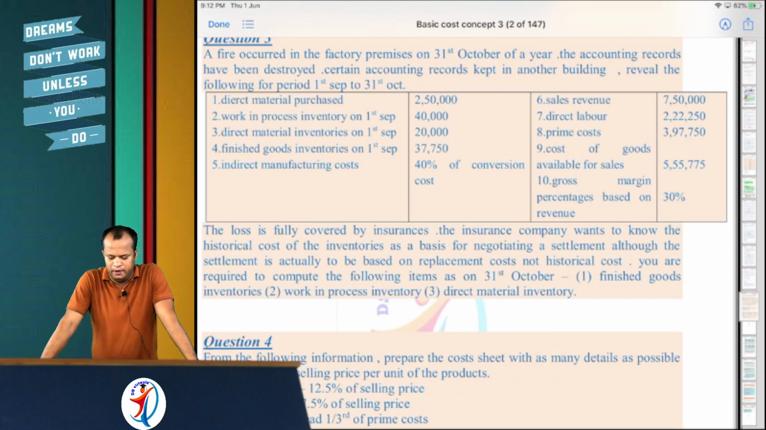Listen carefully. Finished goods on 31st October means closing stock of finished goods. Inventory means stock. The finished goods inventory on 31st October is closing stock of finished goods. Work in process inventory on 31st October means closing stock of WIP. Direct material inventory on 31st October is closing stock of raw material. Sir, how will you find closing stock of finished goods, closing stock of WIP, closing stock of direct material?